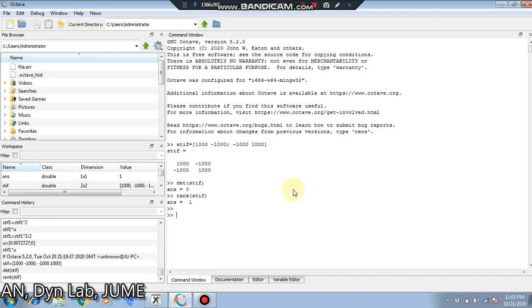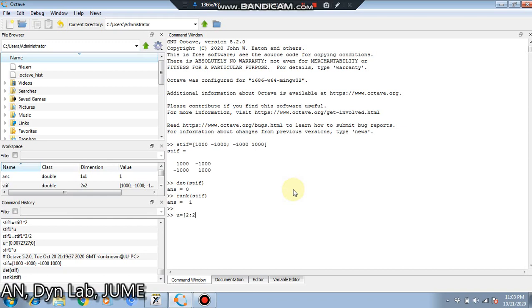Suppose you just define a vector u equal to, say, 2 2, or rather a column vector. If you give a semicolon here, then it will go to the next row, and if you give a space here, it will go to the next column.